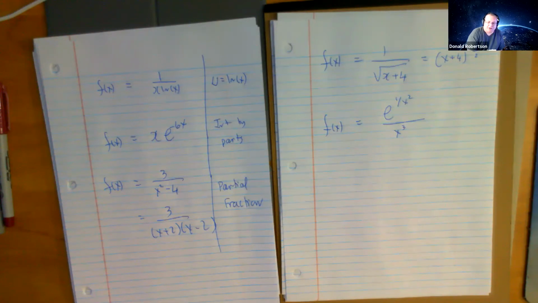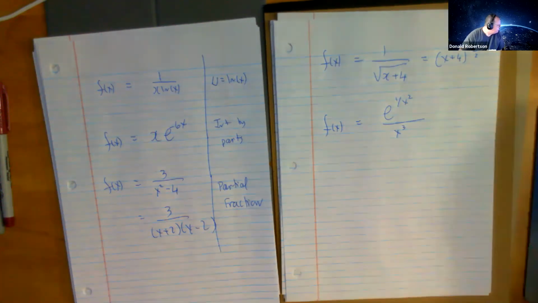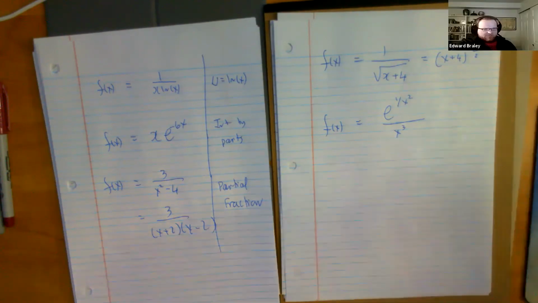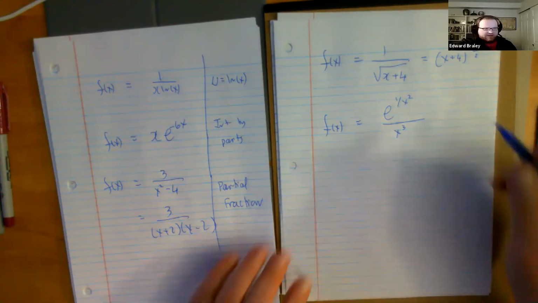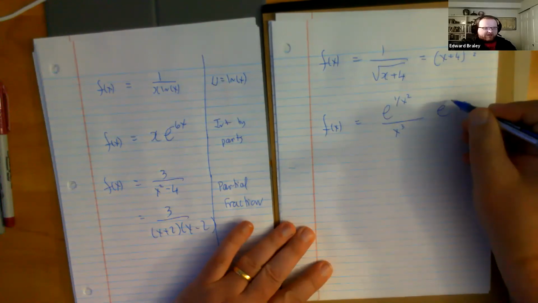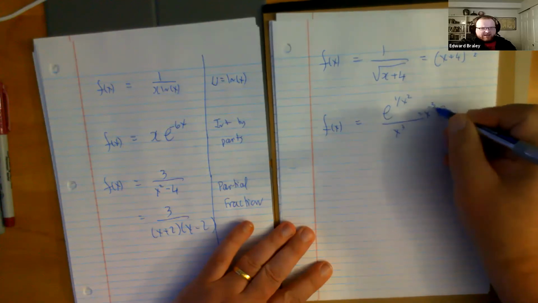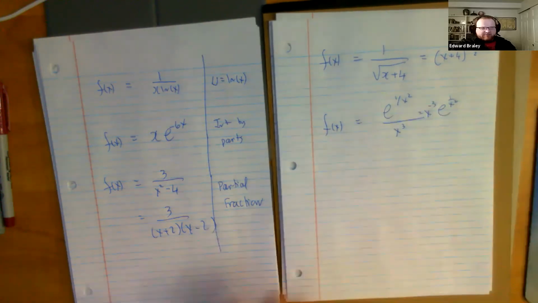What integration technique for this guy? This is a challenge. I'm thinking rewrite as e to the 1 over x squared times x to the negative third. And then after that, I'm thinking integration by parts.